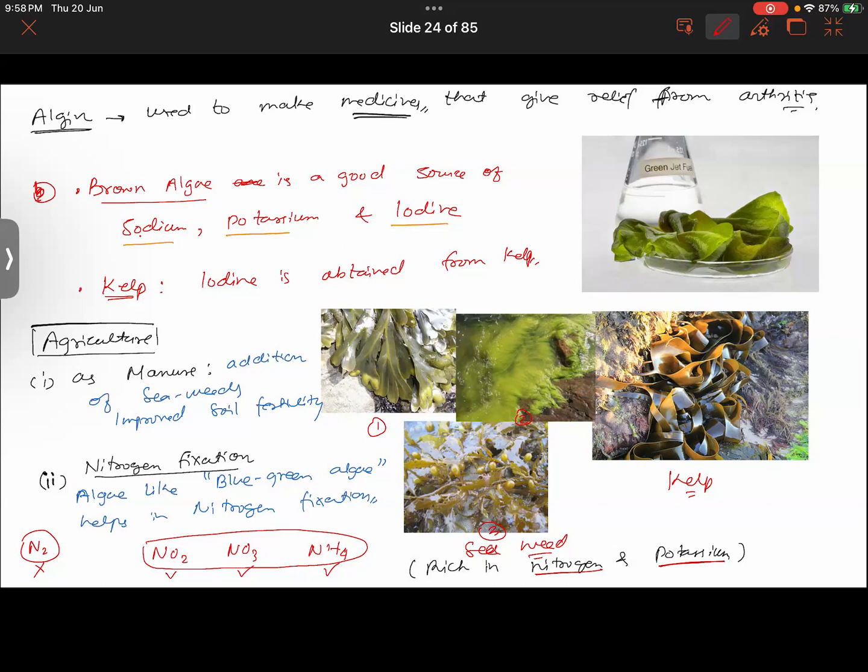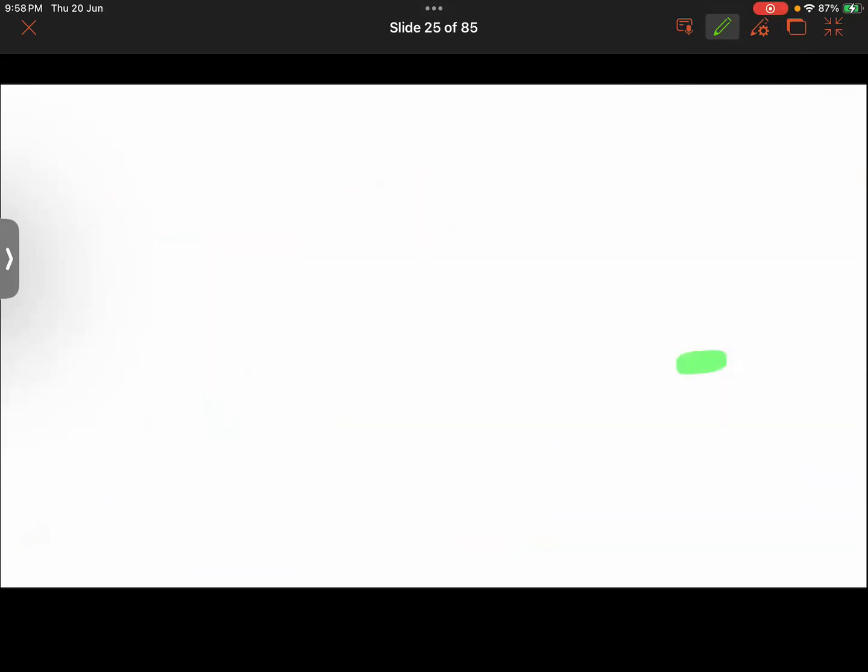Okay, now you would be surprised to know that even, as you can see in the first image over here where I'm pointing, algae are being used to make fuel as well. Another use is that they are being used to make fuels. How it is done, that is not much important. Furthermore, another important use of algae is that they are used as food also.